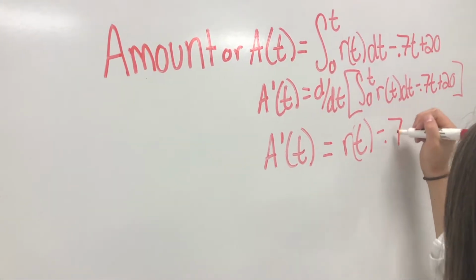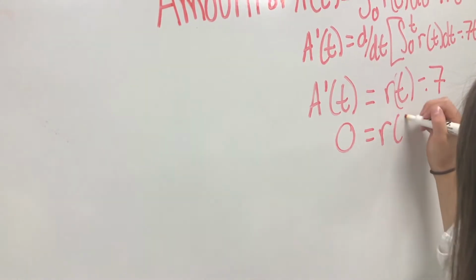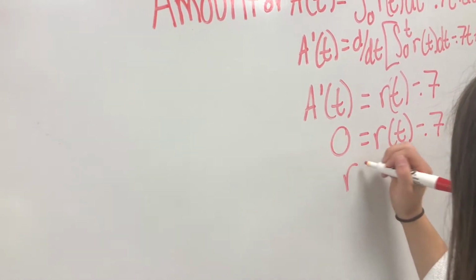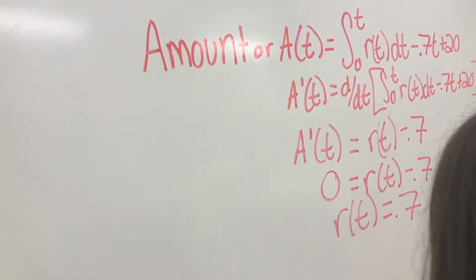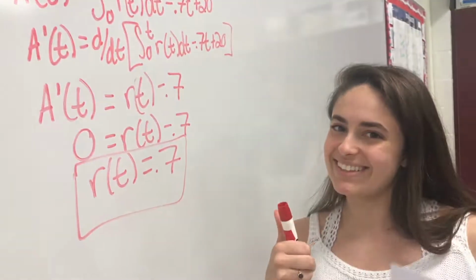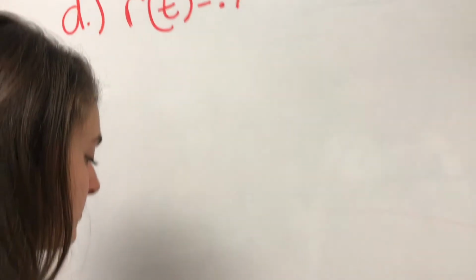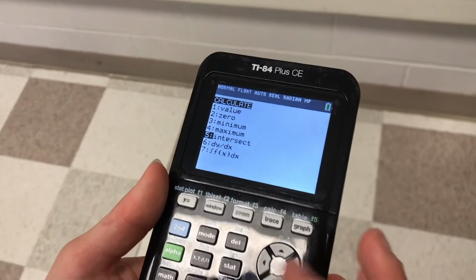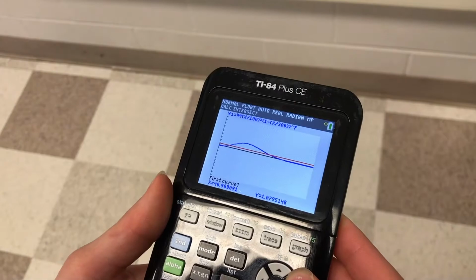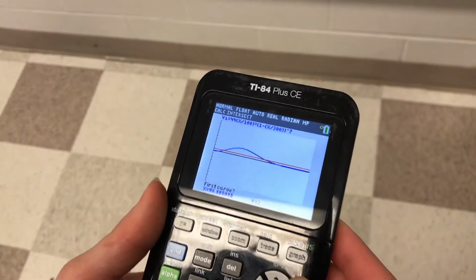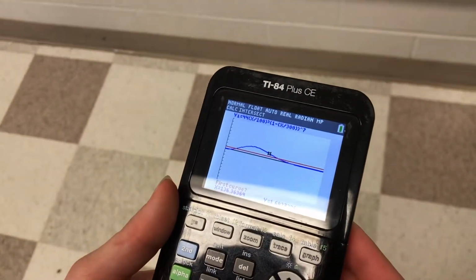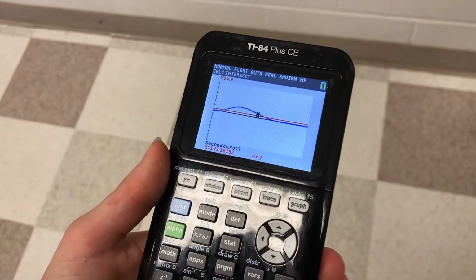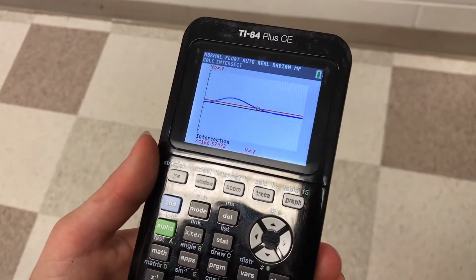To find a critical point, you have to set the derivative equal to 0. If you move the 0.7 over, then you have r of t equals 0.7. Graph both of these on the calculator and find their two intersections. The graphs intersect at both 33.013 and 166.574 seconds. Compare the amounts at both critical points and the endpoints. We already know at t equals 0 there are 20 people.